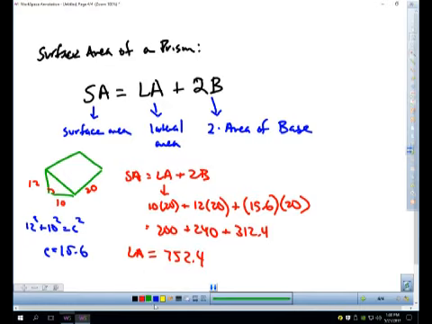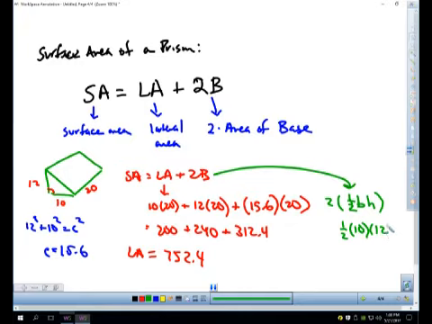Now I'm going to work on the area of my base. Remember, my base here in this case is a triangle. So my triangle formula is going to be 1/2 times base times height. The beauty about working with a right triangle like this is that I already have my base and my height. They're already the two sides that are perpendicular to each other. So 1/2 times 10 times 12. Remember, you can multiply those in any order you want. So half of 10 is 5, and 5 times 12 is 60.